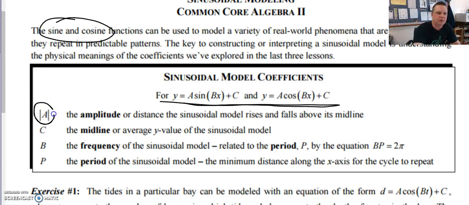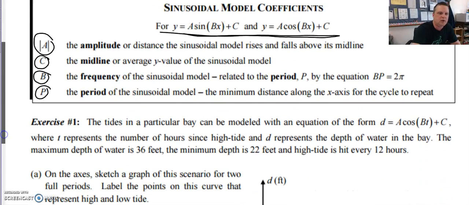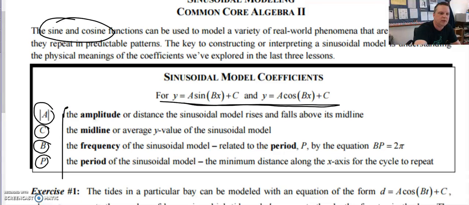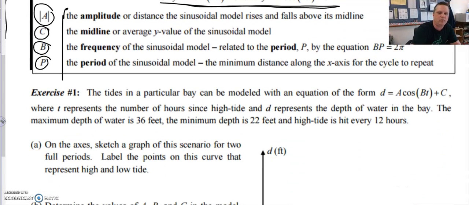A is the amplitude. Remember, I discussed it yesterday in class with a lot of you, that the absolute value of A is the amplitude. The midline is the C, the B is the frequency, and P is the period. Now remember, period is 2 pi over B. So the period is 2 pi over B is the formula I use.